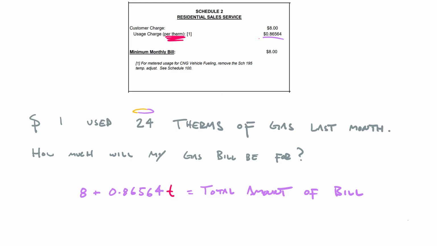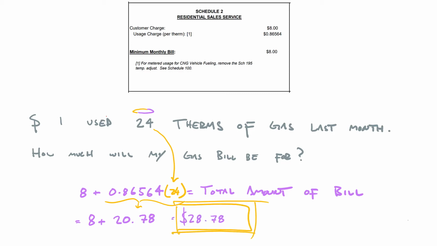Okay? Well, I'm saying that we're using 24 in this example. So I'm going to evaluate this thing at 24. I'm going to plug 24 right into that t. So first thing I have to do is multiply 24 by this decimal. And that's going to get me approximately 20.78, which I'll add $8 to, and that'll give me $28.78, right? And that's my bill.